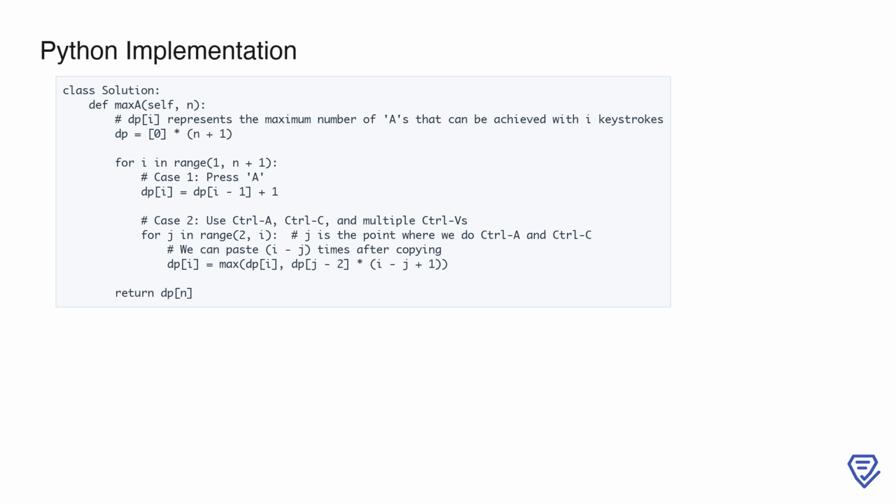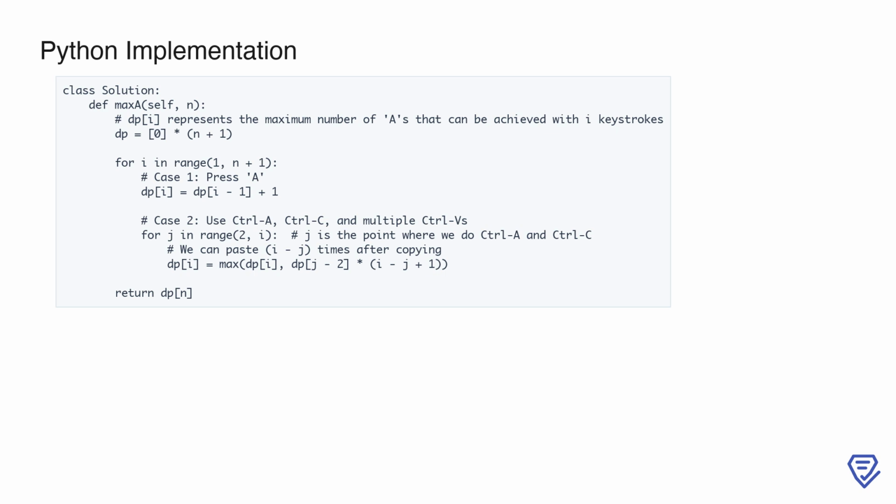Option 2. Use the sequence Ctrl-A, Ctrl-C, followed by multiple Ctrl-Vs. This requires choosing a prior point j, from 2 to i-1, where Ctrl-A and Ctrl-C are performed. After that, pasting happens i minus j minus 1 times. The resulting count is dp[j-2] * (i-j+1). 3. Update the dp array. For each i, calculate the maximum value between the two options. 4. Return the result. After populating the dp array, the result is stored in dp[n].